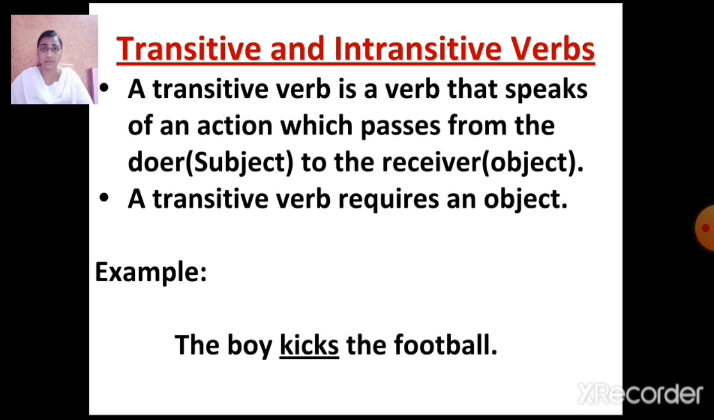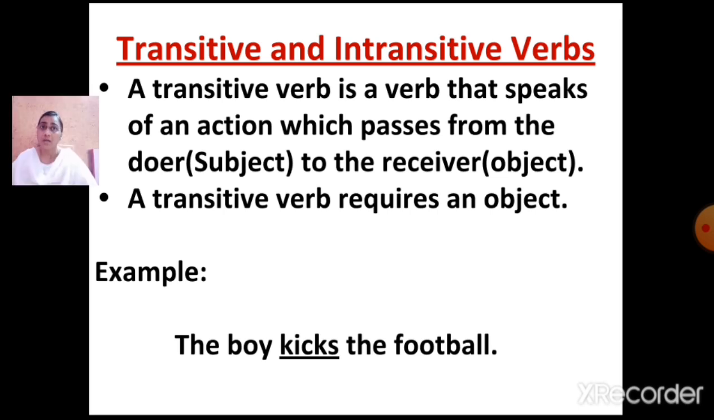For example, the boy kicks the football. Now here, the verb is kicks. It describes what the boy, that is the subject, does. When we ask the question, the boy kicks what? We get the answer, the football. Now, we know that the football is the object of the verb kicks and the action of the verb passes to the object. So, we can say that the verb kicks is a transitive verb.